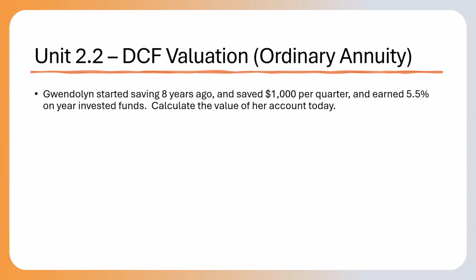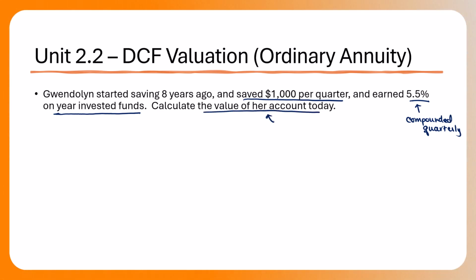Gwendolyn started saving 8 years ago, and she saved $1,000 per quarter. Now we're dealing with multiple compounding periods per year, and she earned 5.5% on her invested funds. This would obviously be compounded quarterly. We want to know the value of her account today. This is an interestingly worded problem, but it's asking us to find the future value in this particular setting.